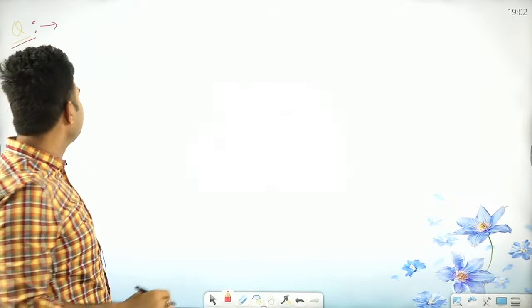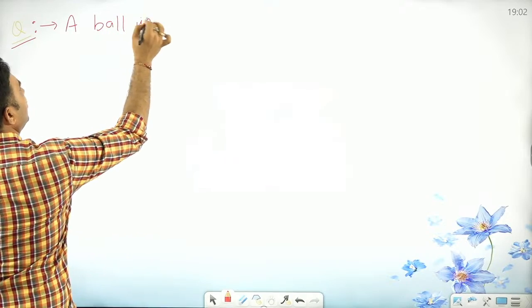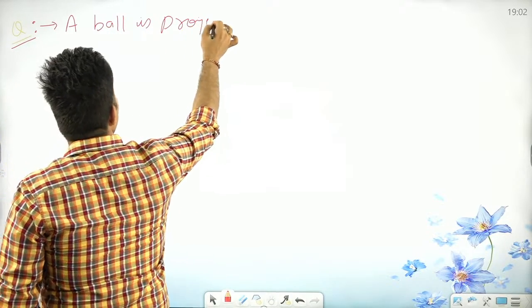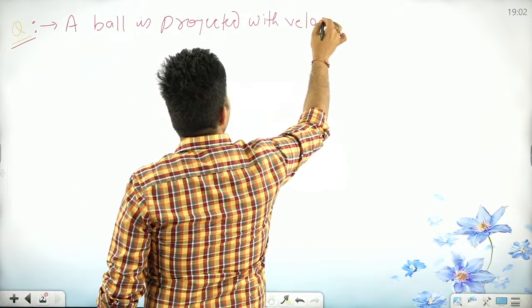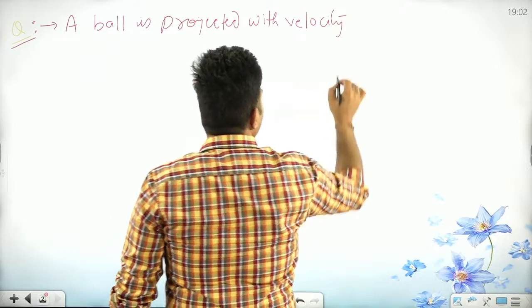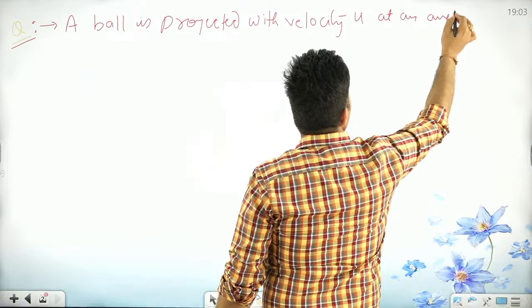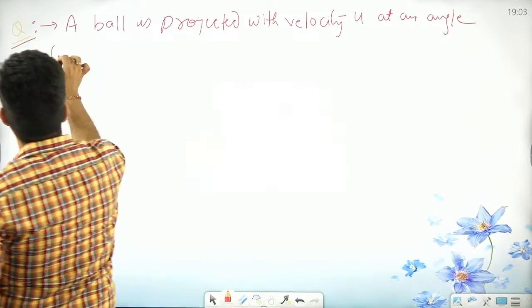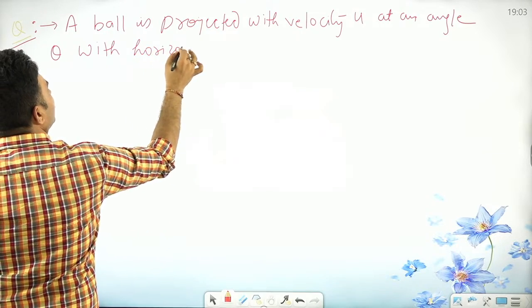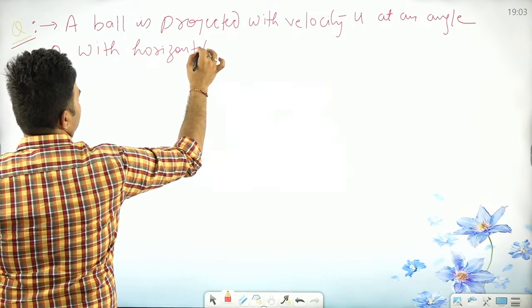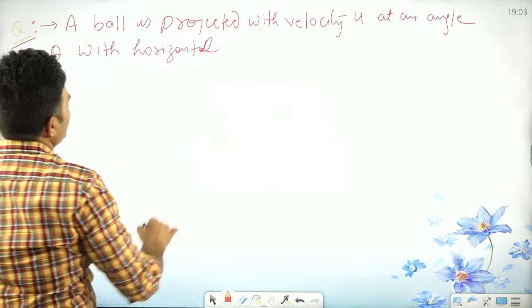Suppose the question is given: a ball is projected with velocity u at an angle theta with horizontal.